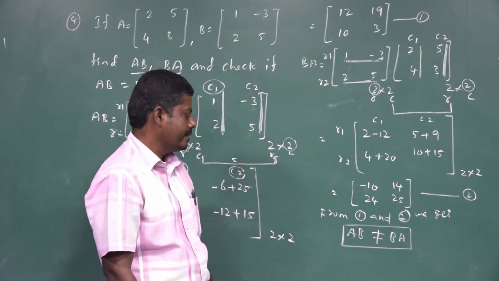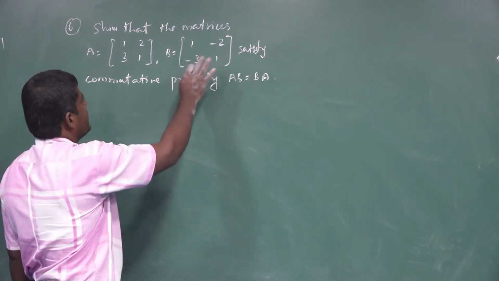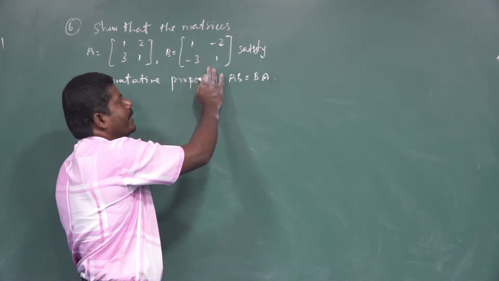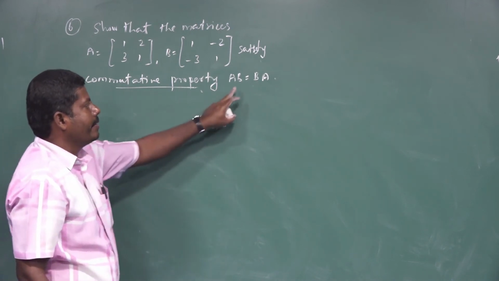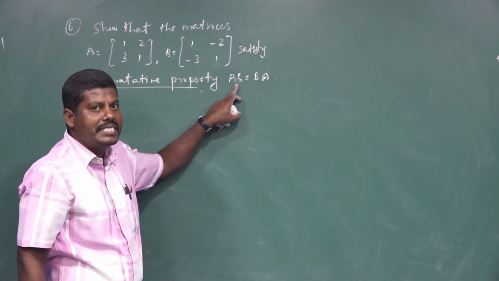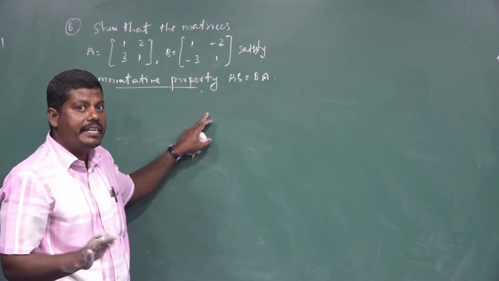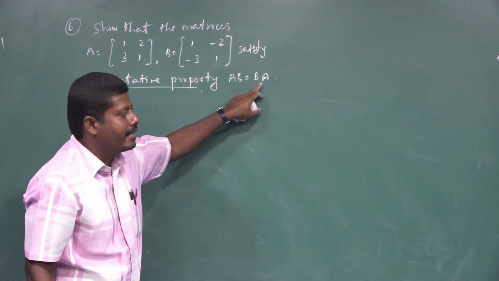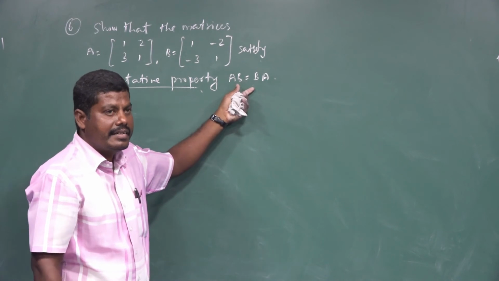Generally we can say, okay, next you listen, question number 6. Show that the matrices A, a 2 by 2 matrix, and B, a 2 by 2 matrix, satisfy commutative property AB equal to BA. This is commutative property of multiplication. A plus B is equal to B plus A, that is commutative property of addition. Understand? This is A multiple B is equal to B multiple A, the commutative property of multiplication. Already you have studied in 8th standard.